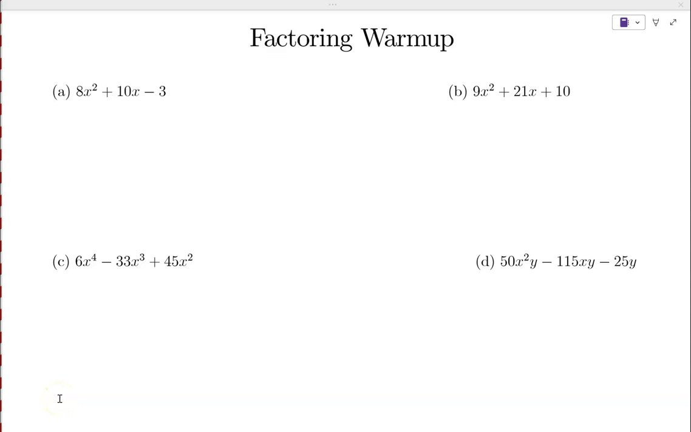Let's do a little bit of a warm-up, since these are the types of problems that will be in your quiz today. Let's remind ourselves how to do these. Again, these will all involve the AC method, but you might need to factor out a greatest common factor first.